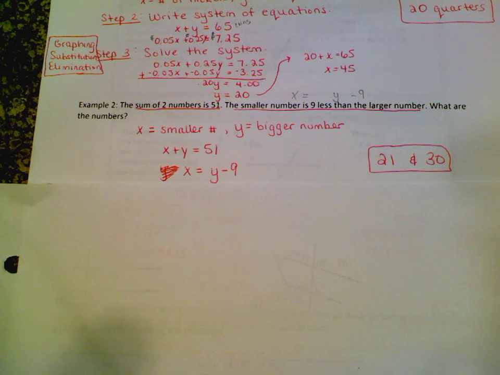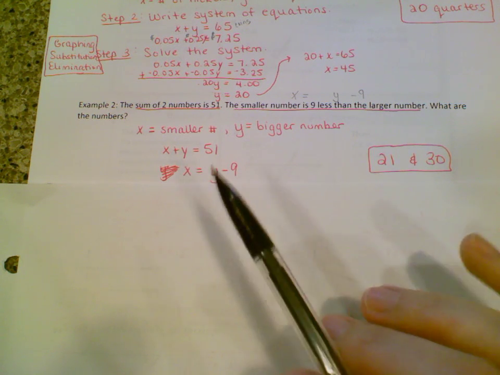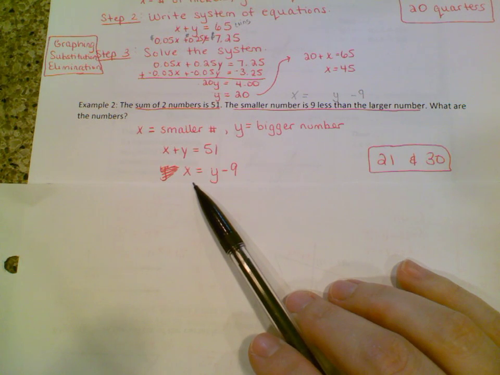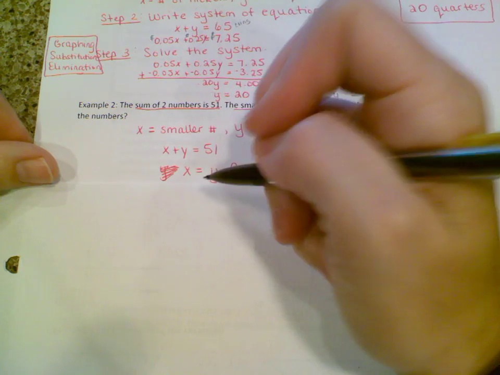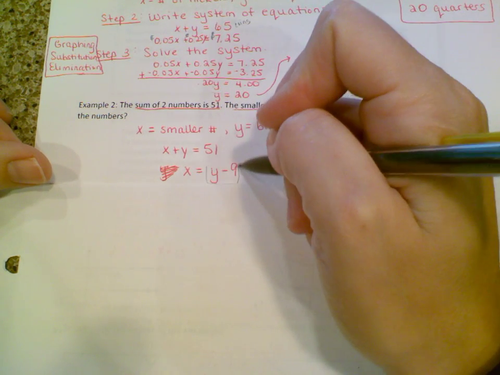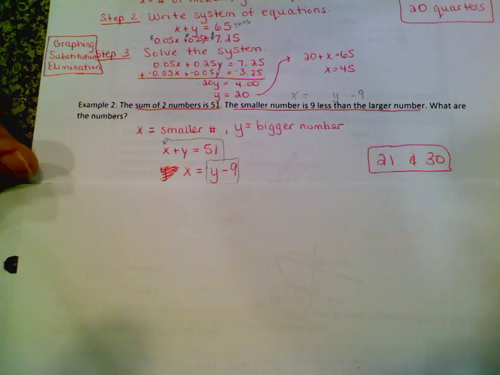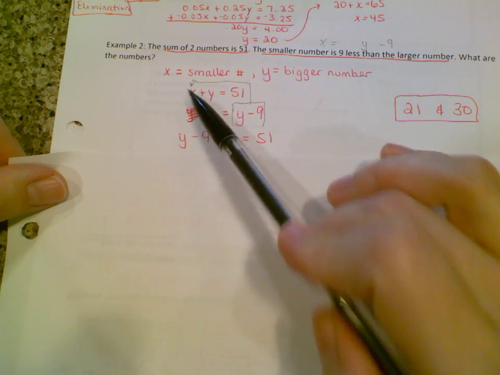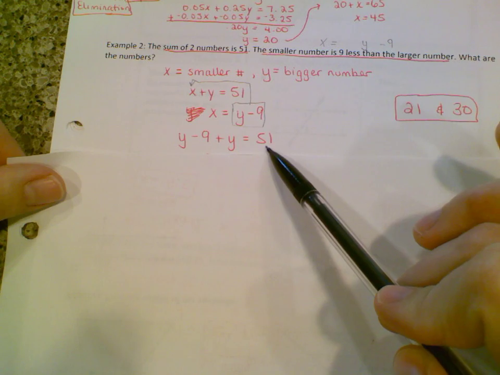Now, my preference in this case is to use substitution because I have a solved equation. If you don't prefer that, you could move your y over just by subtracting y. However, I'm going to go ahead and do substitution since it's set up for it. So remember, substitution means I'm going to take this solved equation and plug it into my other equation for that variable. So now I have y minus 9 replacing the x. I still have my plus y and then equal to 51.